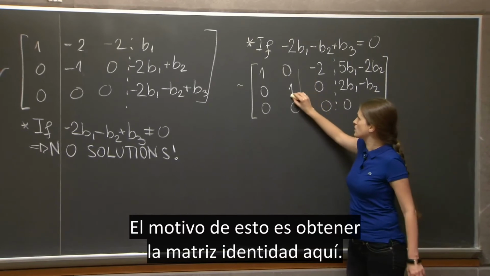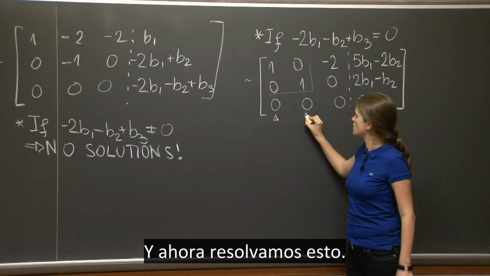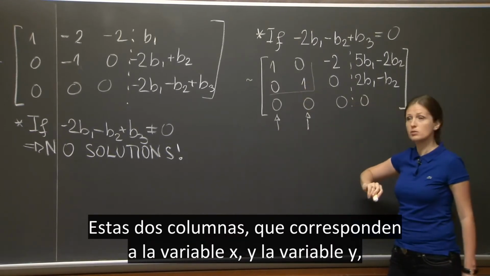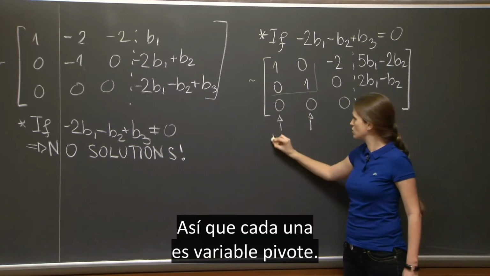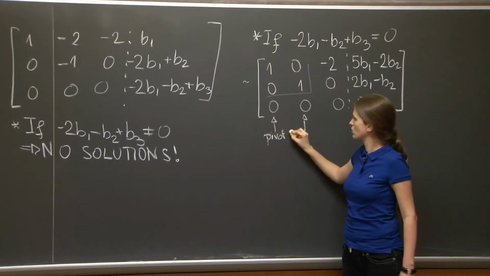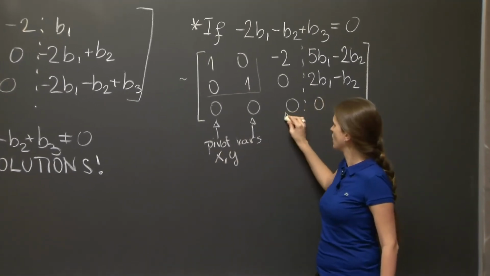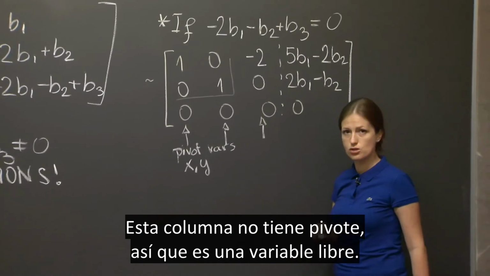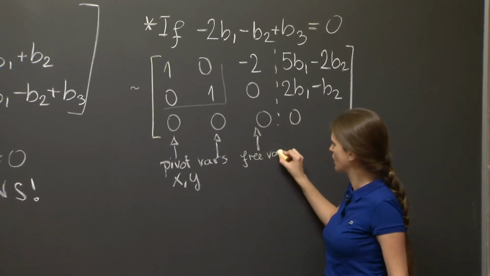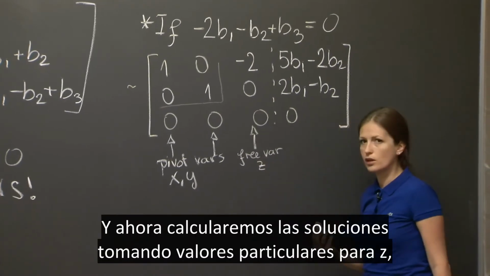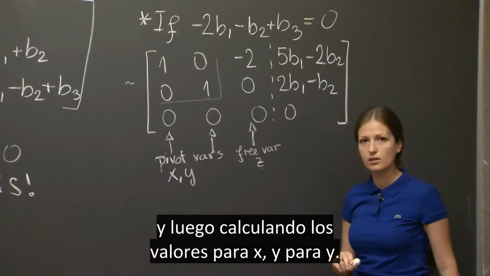The reason why we did this was to get the identity matrix here. And now let's solve this. These two columns, corresponding to variables x and y, have pivots in them. So these are the pivot variables. This column here has no pivot in it, so it's a free variable. Now we're going to calculate the solutions by picking particular values for z, and then calculating the values for x and y.